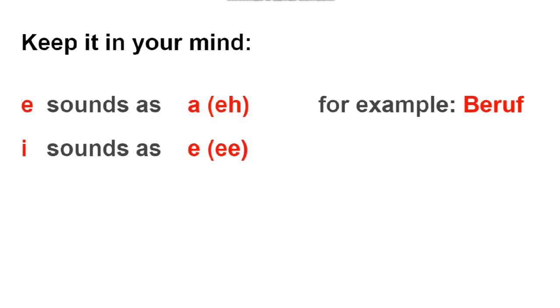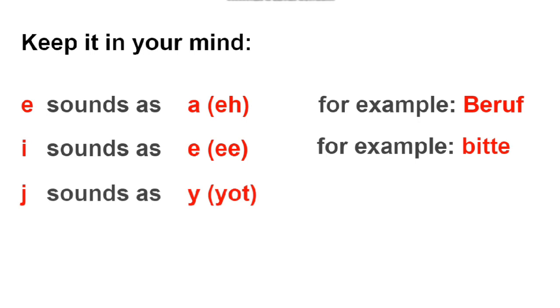Second letter is I, sounds as E, like in bite. Third letter is J, sounds as Y, pronounced as in yacht, Job. J sounds as Y, Job.